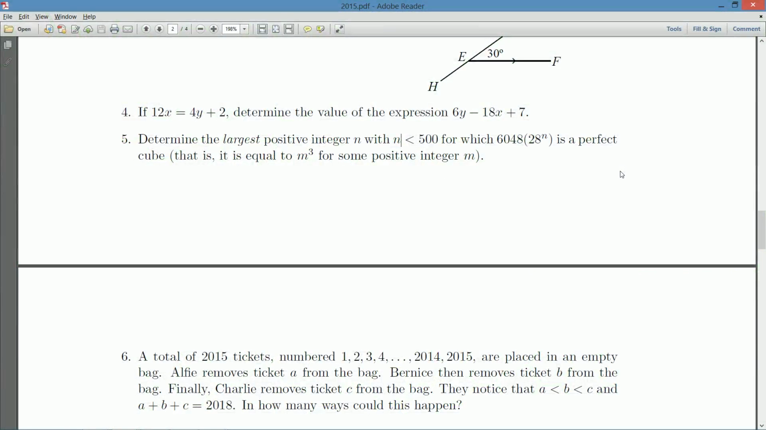If you're looking for something a little harder, there's the CSMC from the year 2015. You can take a look. I should have it up either now or a little bit in the future.